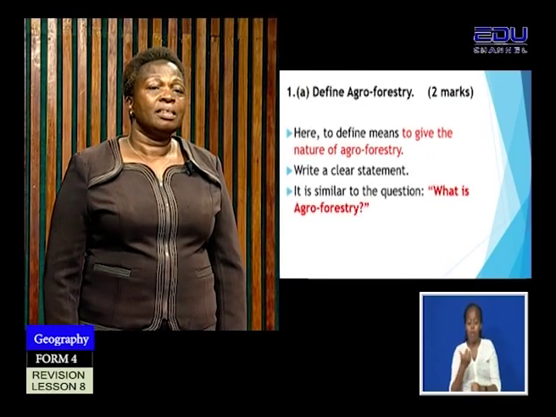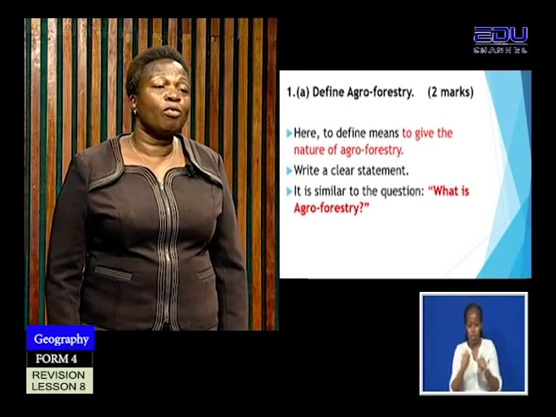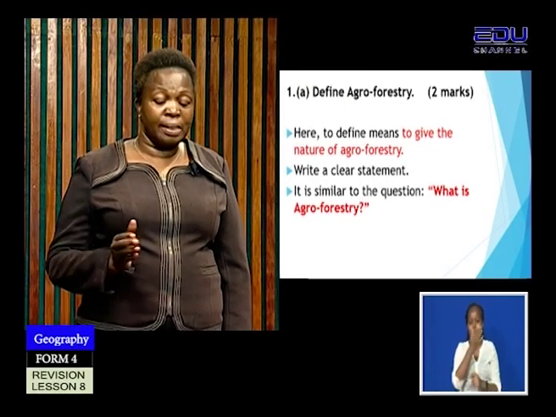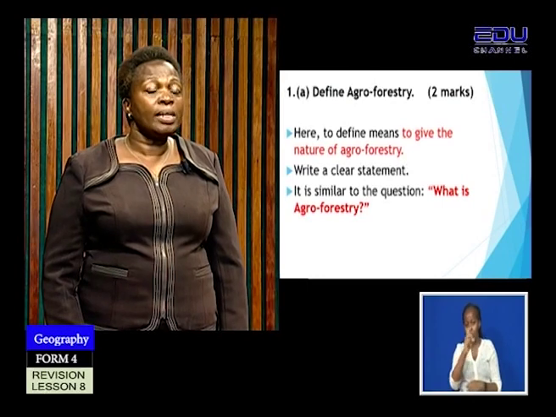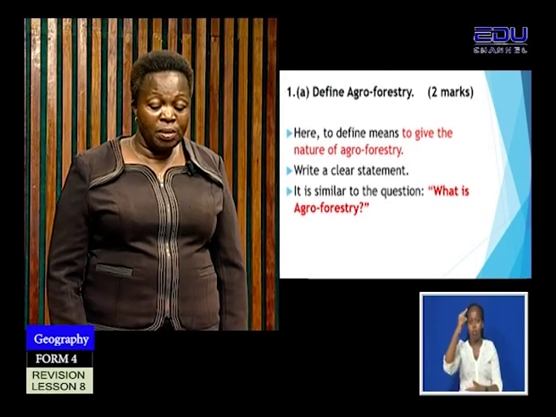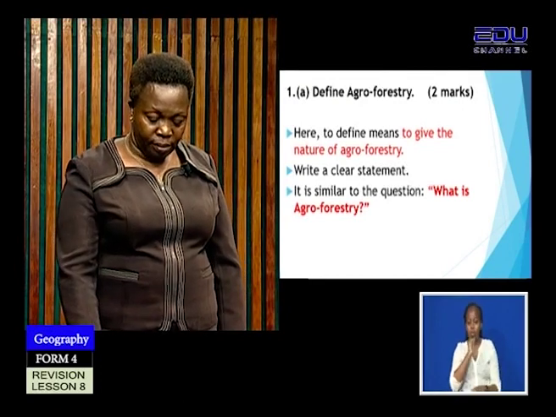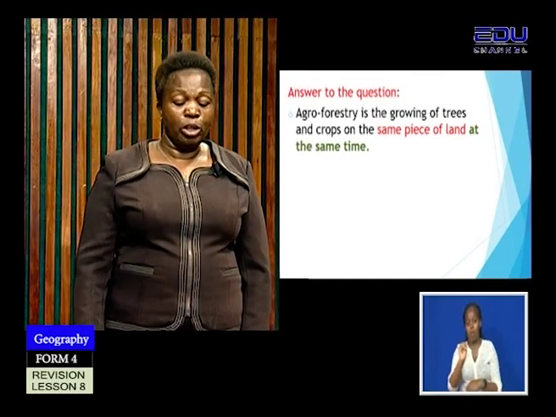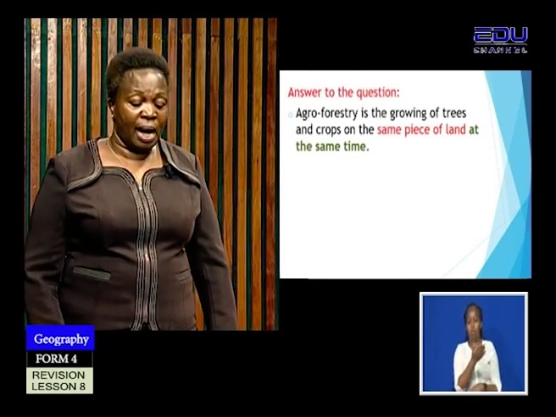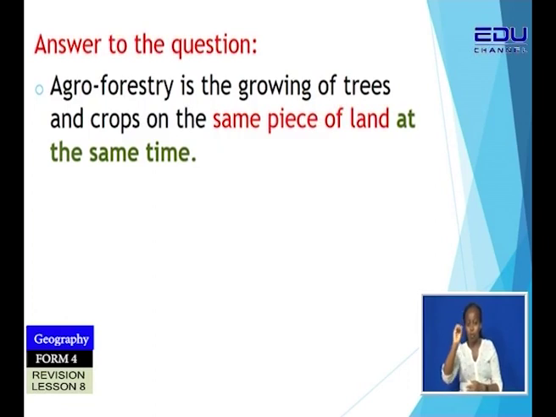Another thing is, when you look at this question, define agroforestry, there's also another question that is similar to this, and that is, what is agroforestry? Both of these questions require the same things for you to earn 2 marks. Now, when looking at this question, what is agroforestry? The answer is agroforestry is the growing of trees and crops on the same piece of land at the same time. When you look at that text, it is highlighted because those 2 parts are very key.